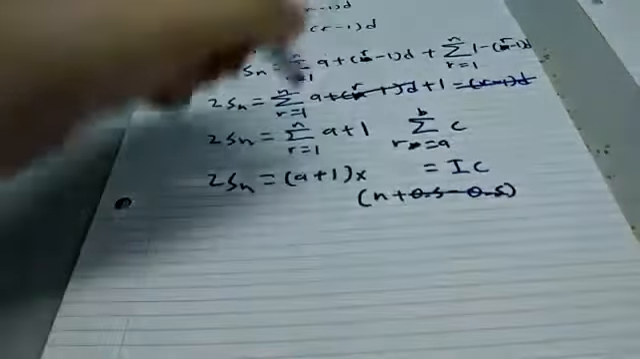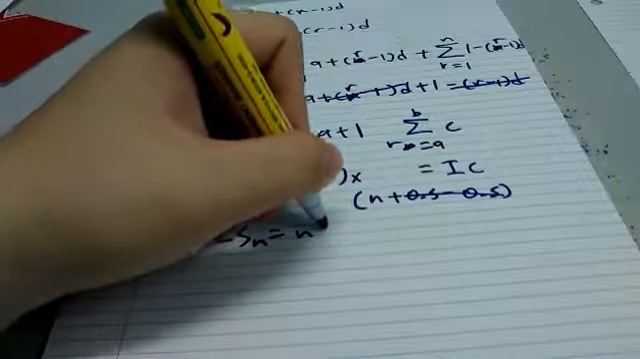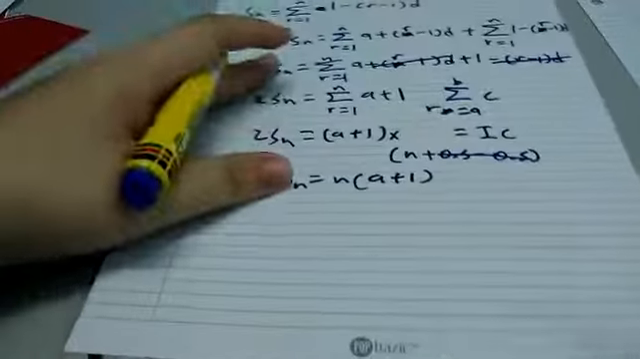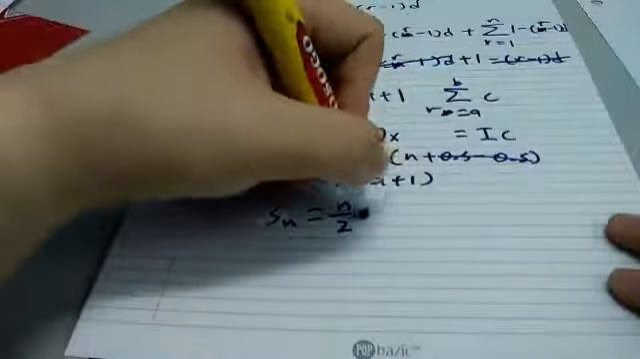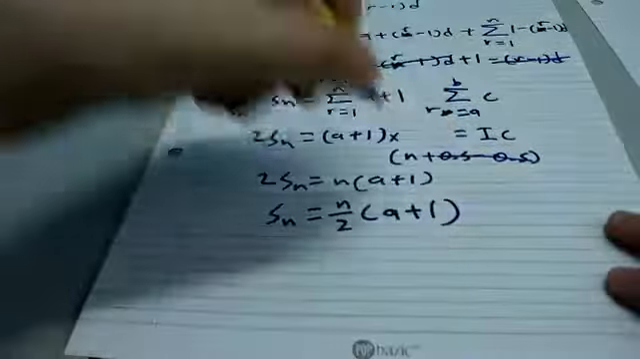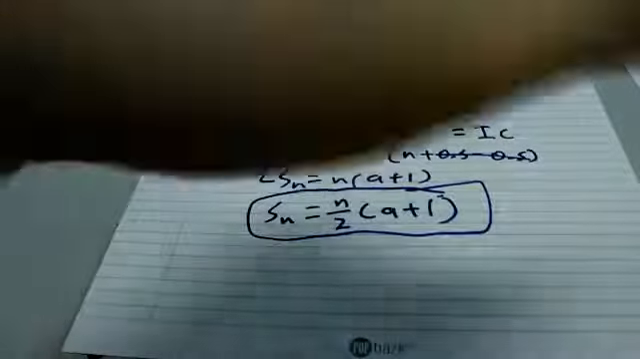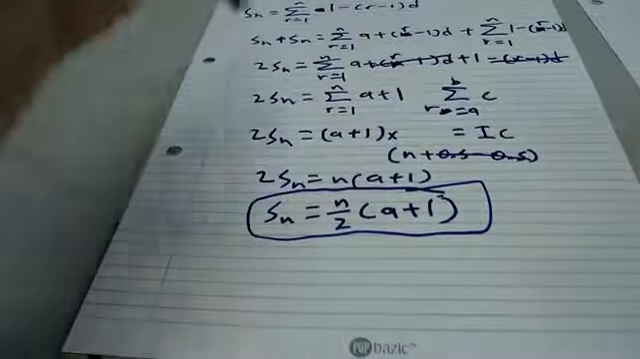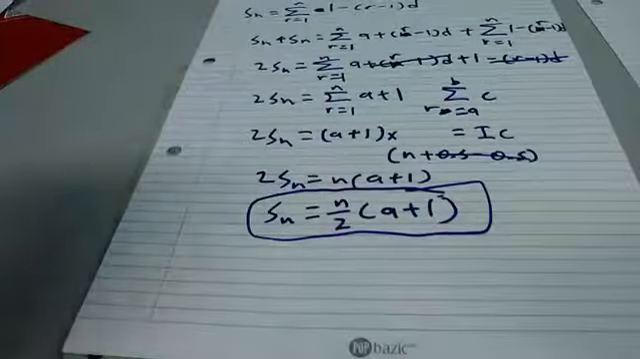And these two cancel out, then 2Sn is equal to n times (a plus l). Then Sn is equal to n over 2 times (a plus l). And this is the equation that we come out with, where l is the last term, a is the first term, and n is the value of n stated in the question, like the first 89 terms. If it says first 89 terms, it means n is equal to 89.